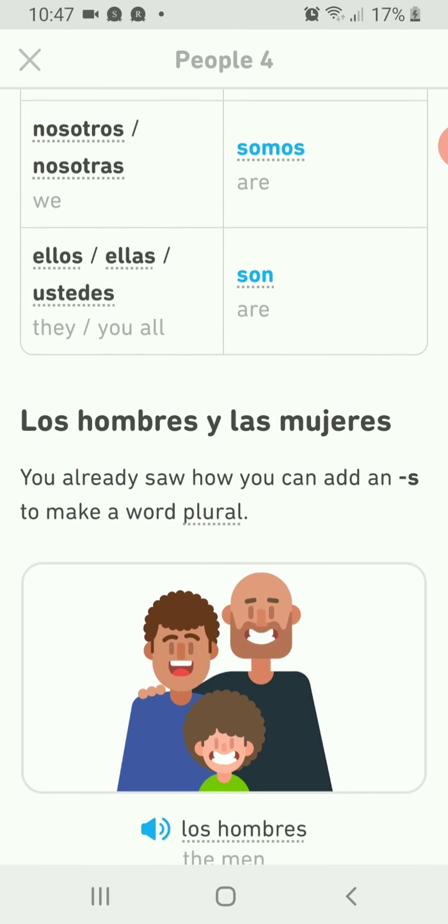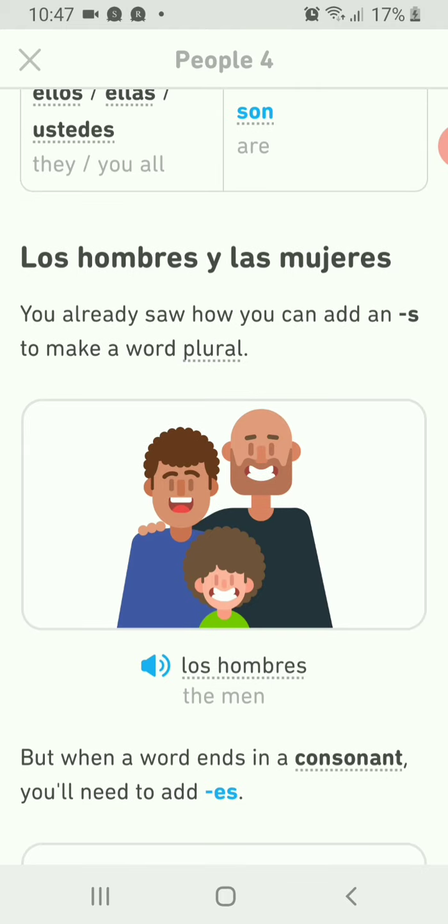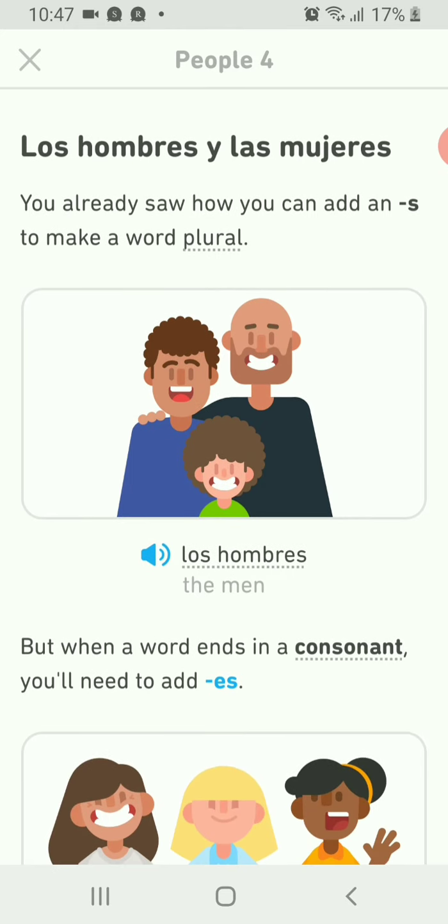Now let's see what's next. Los hombres y las mujeres. So the men and the women. You already saw how you can add an s to make a word plural. For example, un hombre, dos hombres. Yes? Los hombres.